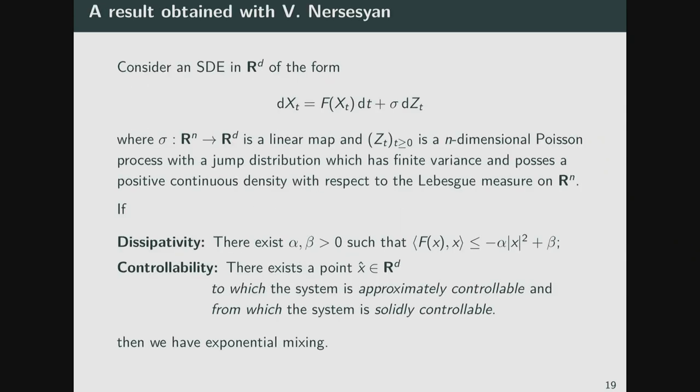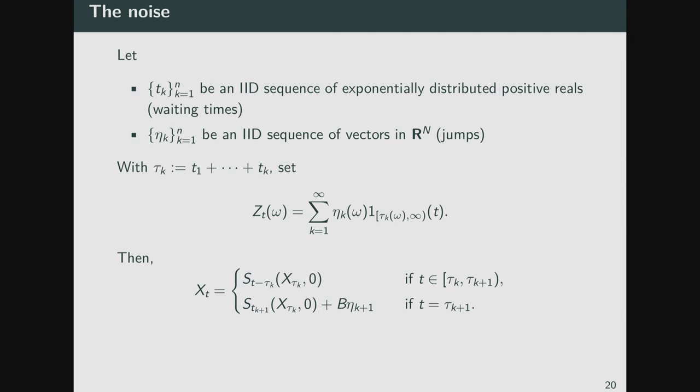So maybe if people are not sure what I'm referring to with that type of noise, it's really I have a random function here, which is of this form. So there's a sequence of waiting times, which are iid and distributed according to an exponential law. And I have a sequence of jumps, which are also iid with some distribution, which is nice, right? I'm assuming it has a positive continuous density with respect to the Lebesgue measure. Then my noise is of this form. It's nothing. Then at time tau k, which is just tau 1, which is just t1, it jumps by eta 1. Then at time tau 2, which is t1 plus t2, the time you have to wait for the second kick, it jumps again, but now by eta 2. And this eta 2 is also random. So at random times, you're kicked in random directions.